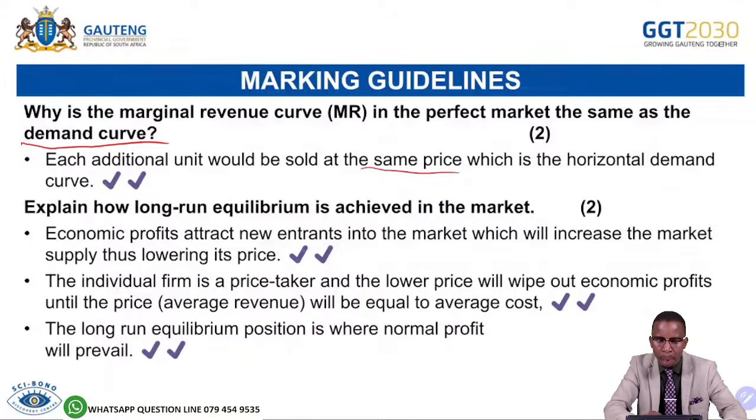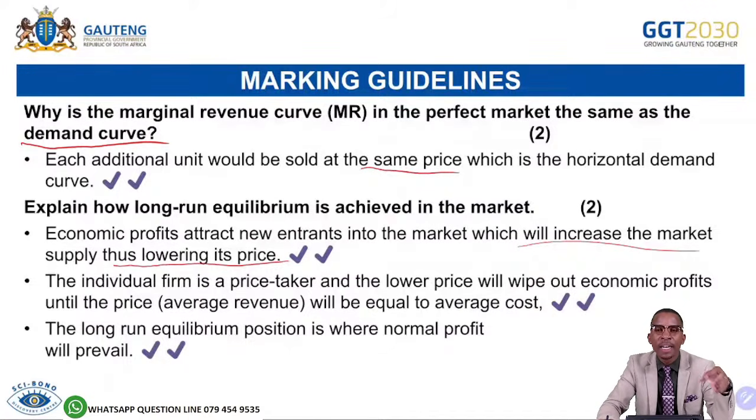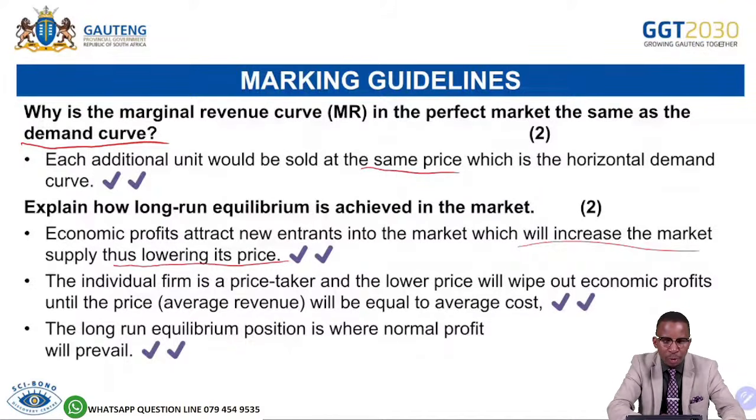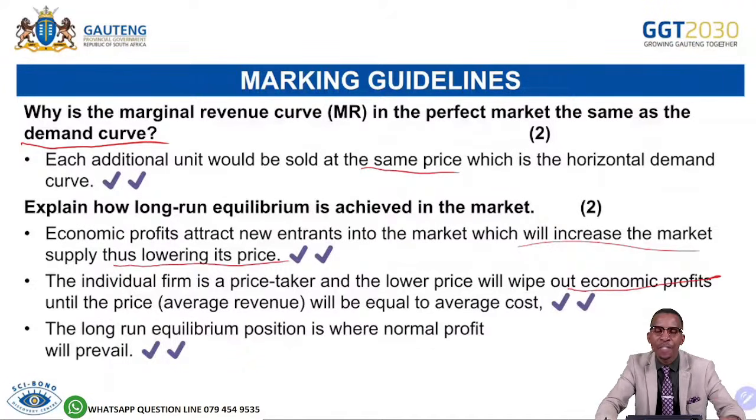Economic profit attracts new entrants into the market, which will increase the market supply, thus lowering its price. Whenever new firms enter the market in the long run, that results in high competition that will be increasing the market supply and dropping the price down, because the supply would have increased more than the demand, so the prices will be decreasing because of that. So the individual firm is a price taker, and the lower price will wipe out their profit. So as firms are taking the lower price, their profits will be reduced from economic profit to normal profit, until the price or average revenue is equal to the average cost, which will then result in the normal profit. The long run equilibrium position is where normal profit prevails.